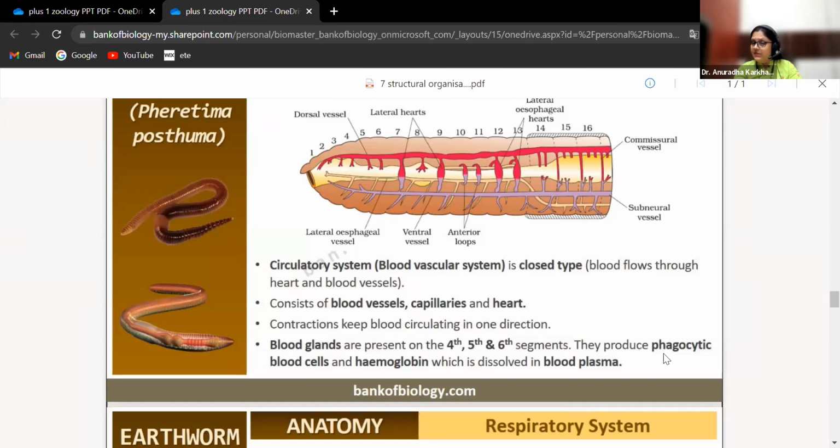Blood glands are present on the 4th, 5th, and 6th segment. They produce phagocytic blood cells, and hemoglobin, which is dissolved in blood plasma. So just like us, even they will have blood capillaries, blood vessels, heart, and through them only the blood is going to flow. Blood gland अपने में नहीं होता है, इनमें है. Okay, so the blood gland is going to be on the fourth, fifth, and sixth segment. ठीक है?